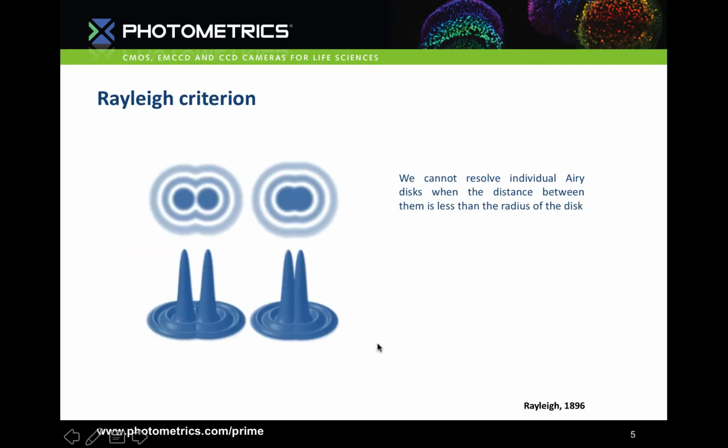A further problem is that as Airy disks move closer together, they merge with one another. We can't resolve individual Airy disks when the distance between them is less than the radius of the disk. So in 1896, Lord Rayleigh refined the Abbe equation to take into account how far apart two fluorophores need to be to differentiate them to give the new equation. By entering the values again of GFP and a 1.4 NA objective, we can see that GFP molecules need to be 222 nanometers apart to be differentiated.